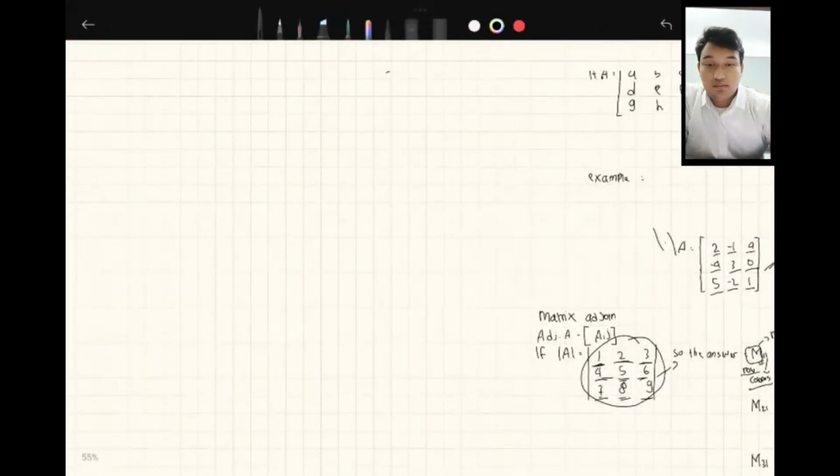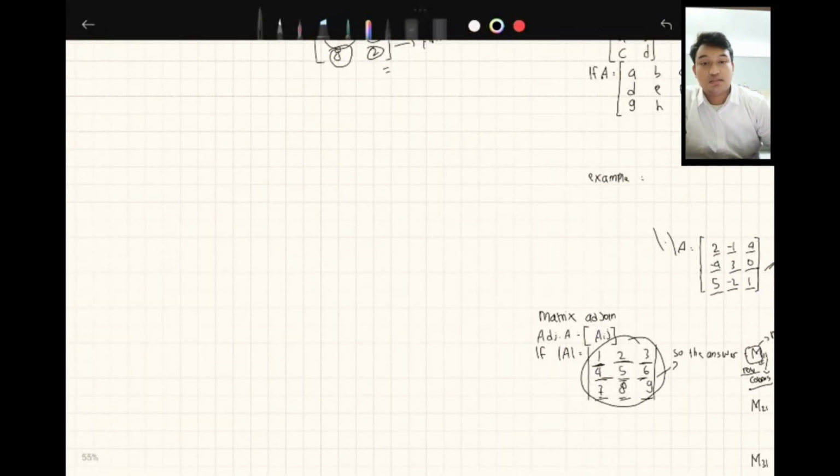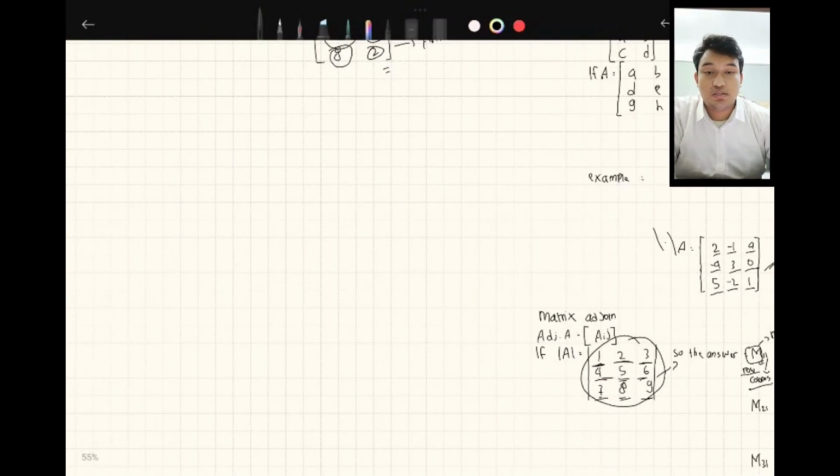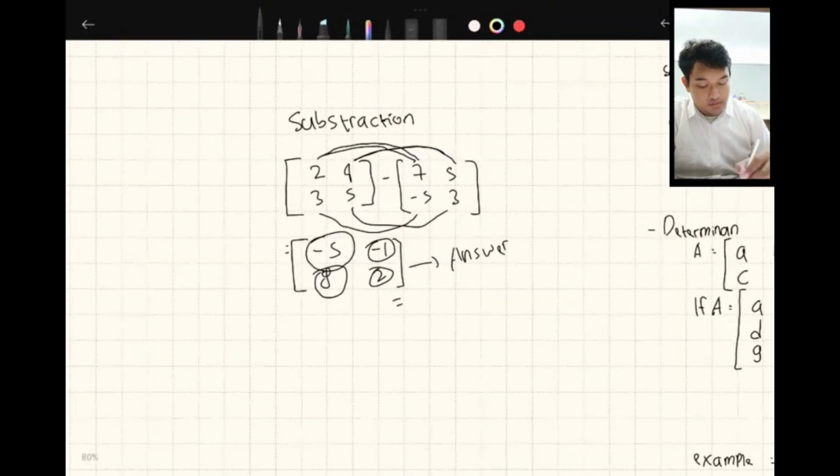And last, here this is also subtraction. Subtraction here is very easy to understand. So 2 minus 7, 4 minus 5, 3 minus minus 5, 5 minus 3, minus 5, 1 minus 1, 8, 2 is the answer of the subtraction.